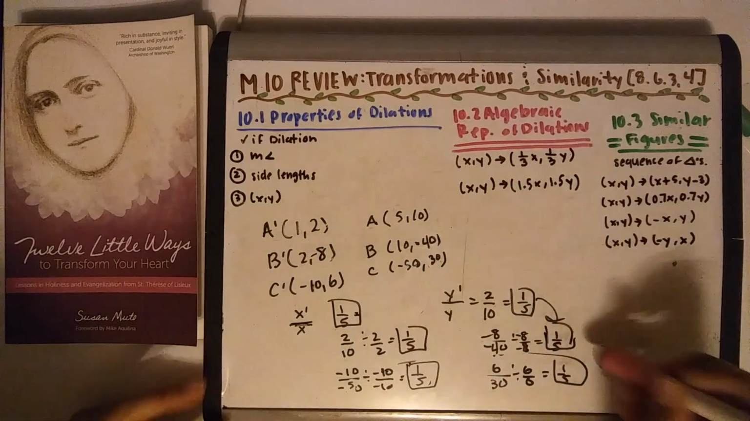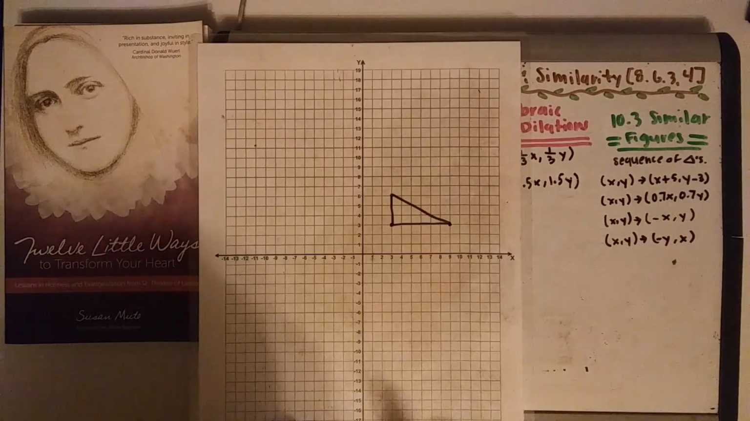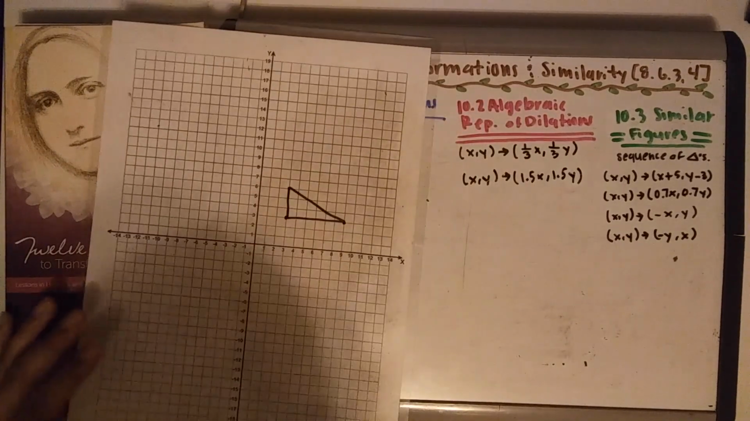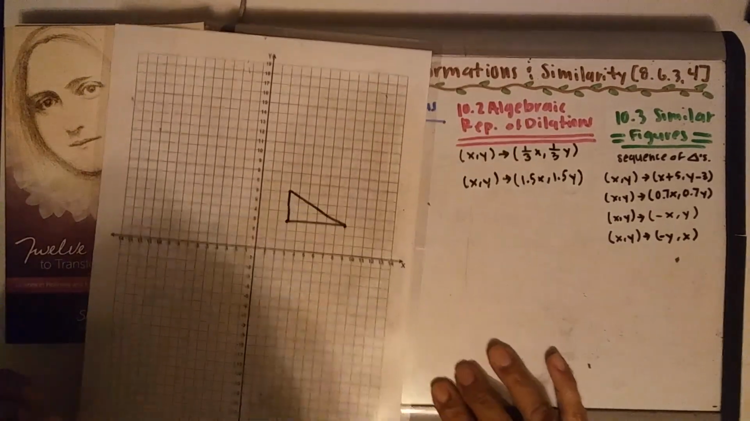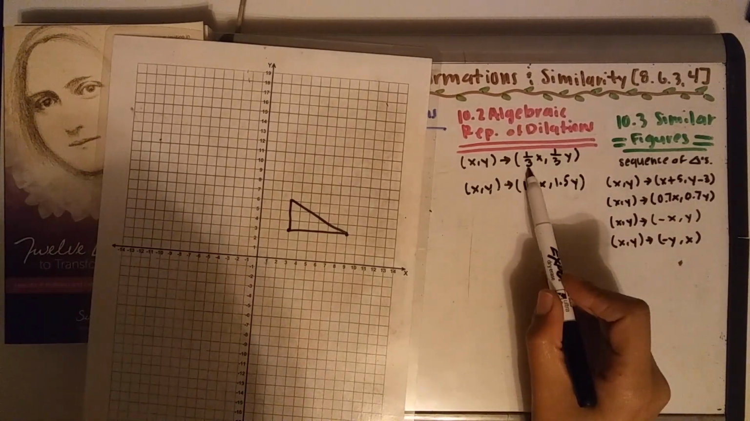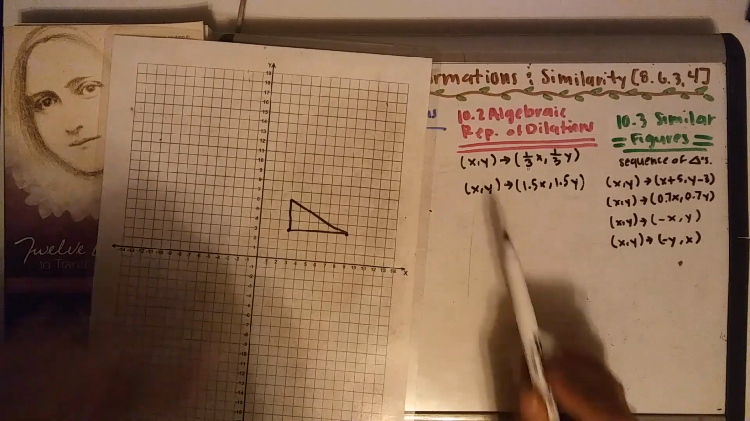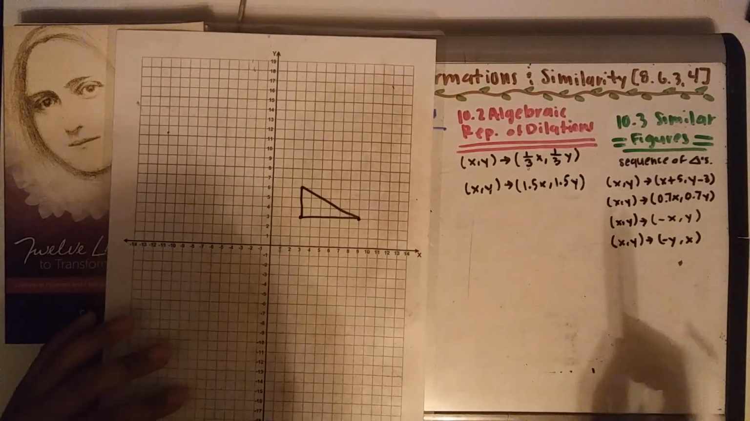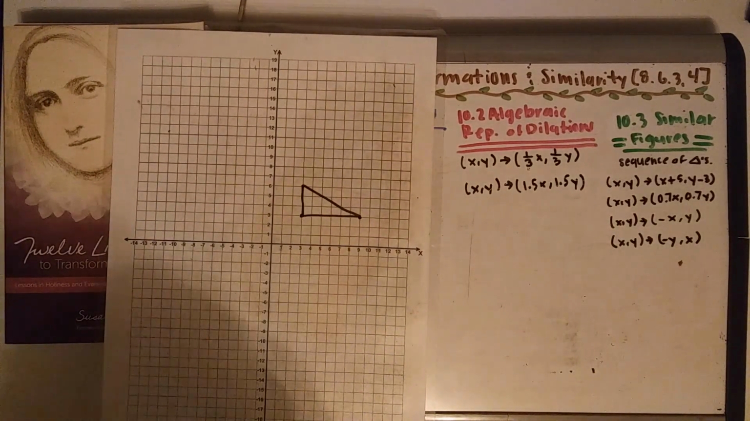Okay, let's go ahead and go to this one. So you're given that triangle and you want to do an algebraic representation of dilation. You're doing a reduction because your scale factor is less than 1. So I'm going to take each of those points and multiply times 1/3. Remember when I said in class that multiplying by 1/3 is basically the same as dividing by 3.